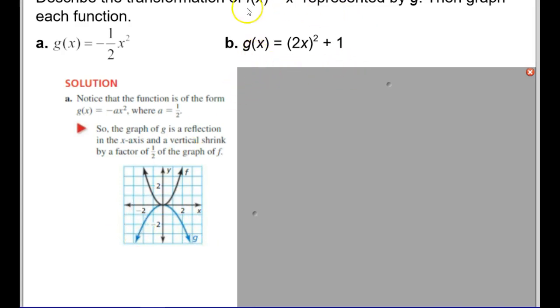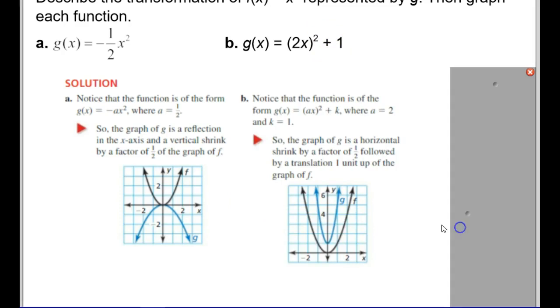So now let's look at g of x. There's a couple of things being done with g of x. I see a number inside the parentheses, so I know it's going to be a horizontal stretch or shrink. But then I also see this number out here. This is outside my parentheses, and this is going to be my vertical translation. So let's look at this.